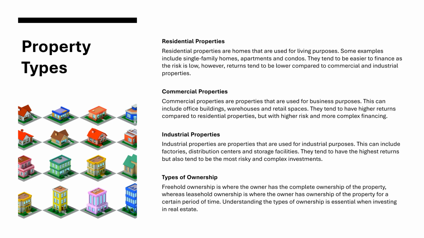Property types. Residential properties. Residential properties are homes that are used for living purposes. Some examples include single-family homes, apartments, and condos. They tend to be easier to finance as the risk is low. However, returns tend to be lower compared to commercial and industrial properties.